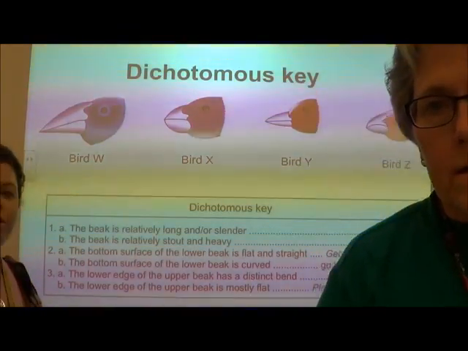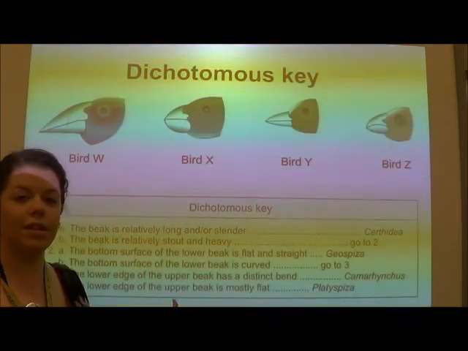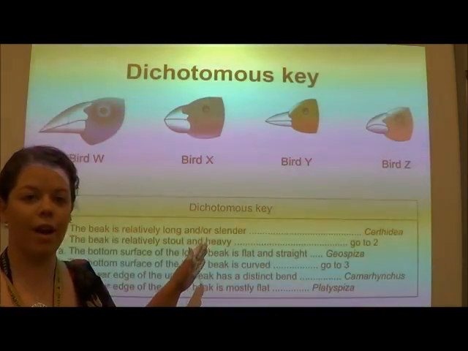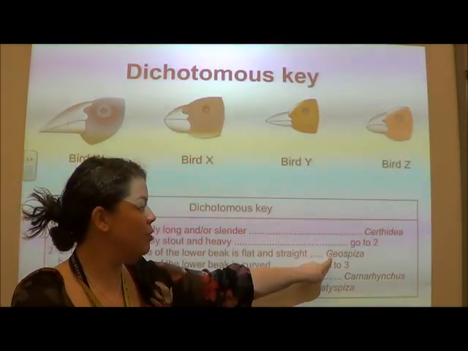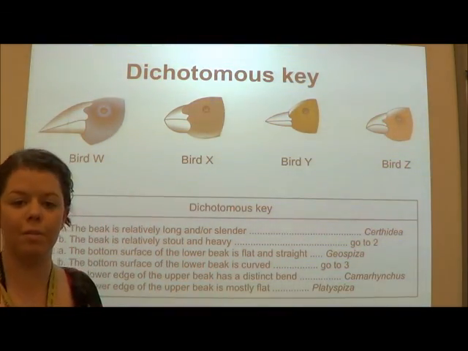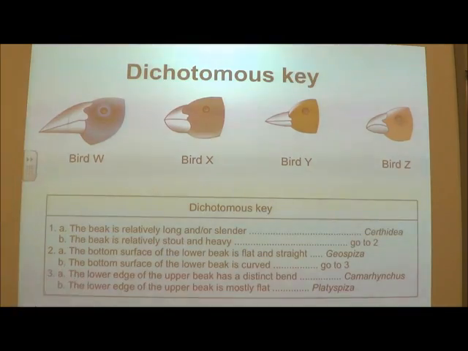And guys, if this is a question on the EOC, you may need to do the process of elimination. Go and identify each one and make sure you're right. Because can we have two Geospizas? No, we can only have one. Okay, so you may have to work backwards in some cases.